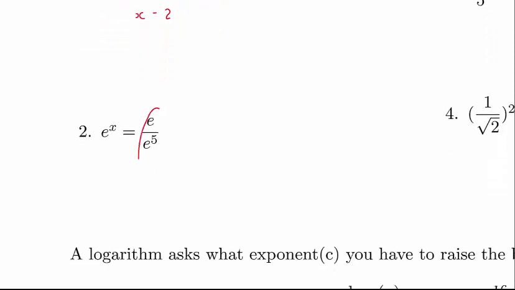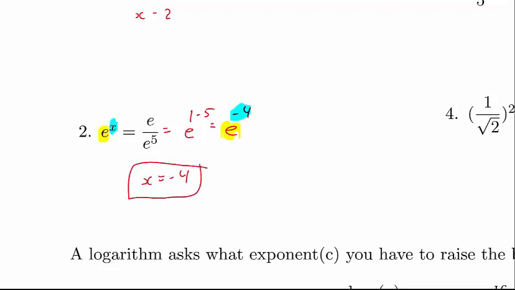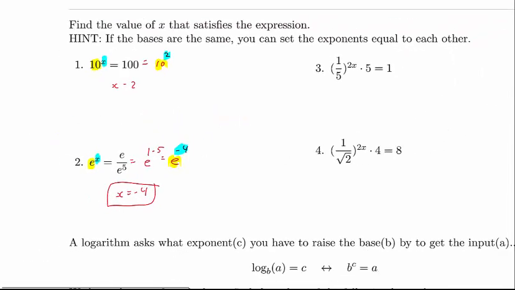Alright, now let's look at this one. Again, we're getting the bases to be the same. This is e to the 4th power, right? Because it's simply e to the 1 minus 5. I'm sorry, negative 4. E to the negative 4 right there. And so now that we have the bases the same, the exponents are now the same. So now we can see that x must be negative 4. Okay. So far, so good.